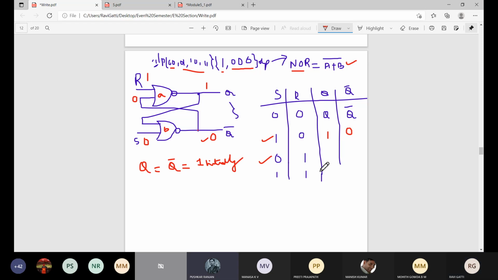Okay. See, you said 0, correct? But what is the other terminal? Other terminal is 1, right? Yes, sir. Previous case, you can see what is the Q? It is 1. So this 1 and 0 will be 0.